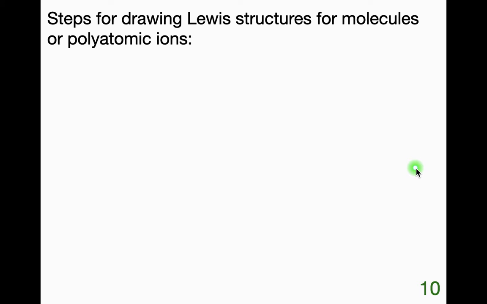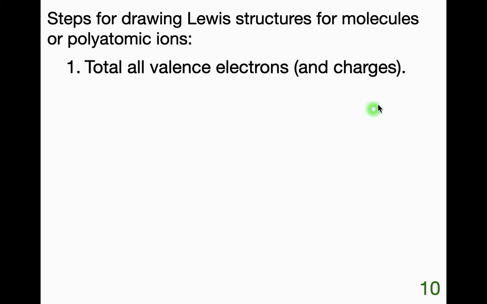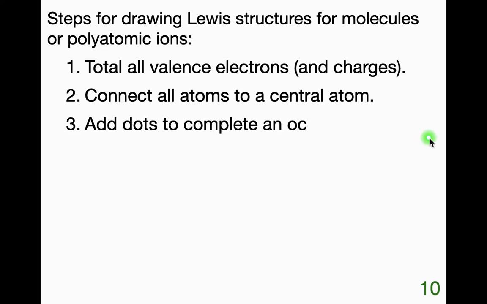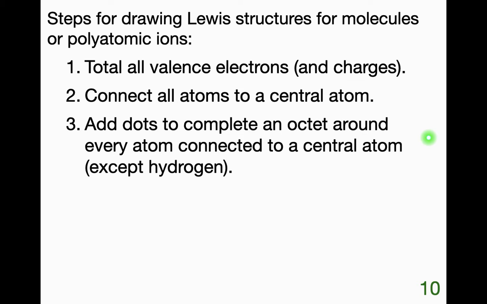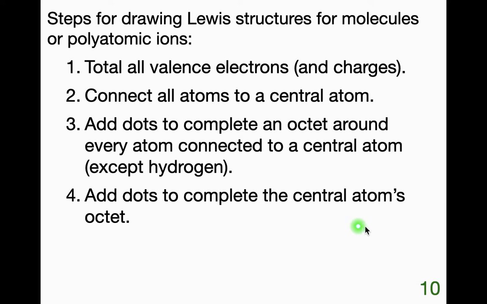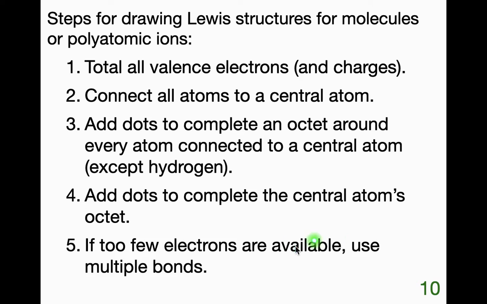Okay, now these are the steps to draw a Lewis structure, and in drawing Lewis structures, I will be following these steps. Total all the valence electrons and charges. Connect all atoms to a central atom. Add dots to complete an octet around every atom connected to a central atom except hydrogen. Add dots to complete the central atom's octet. And if too few electrons are available, we use multiple bonds. When I'm doing a bunch of Lewis structures in a minute, I'll be referring to these steps. So we're just going to do it in order over and over again, as you'll see.